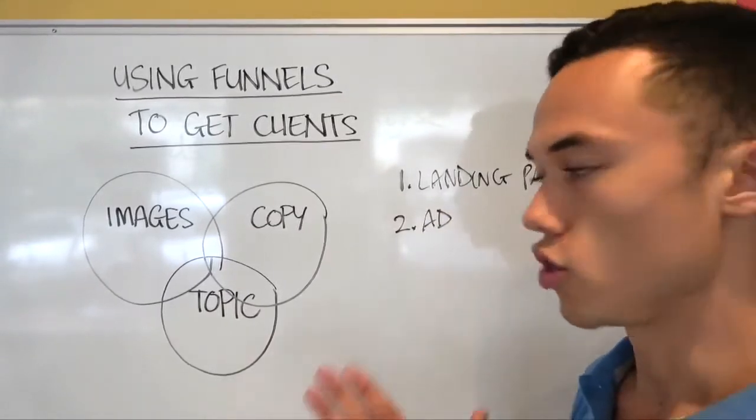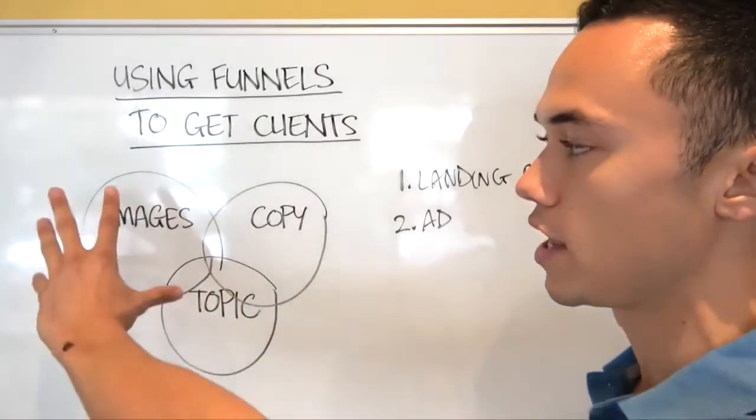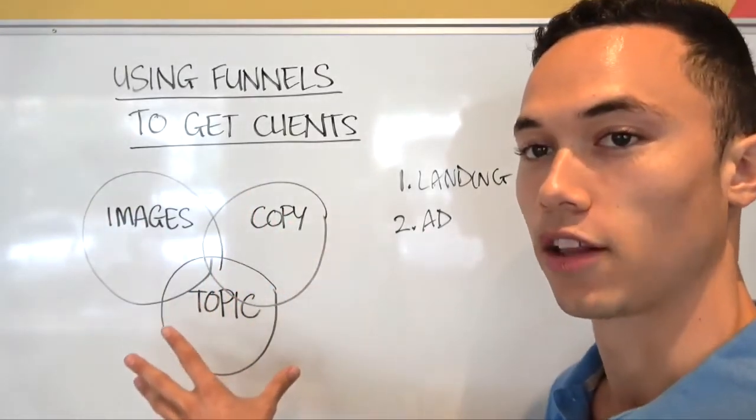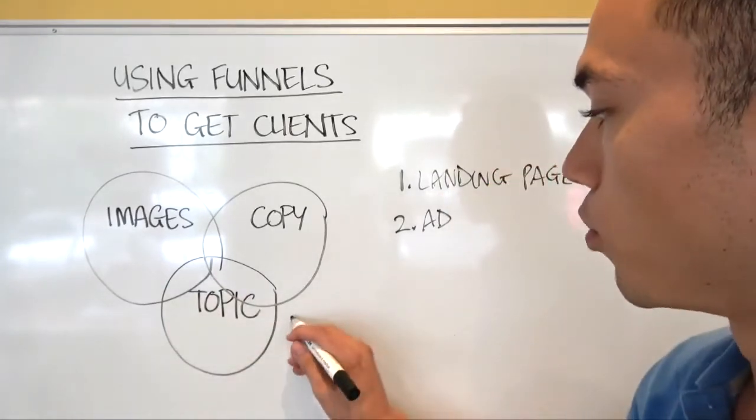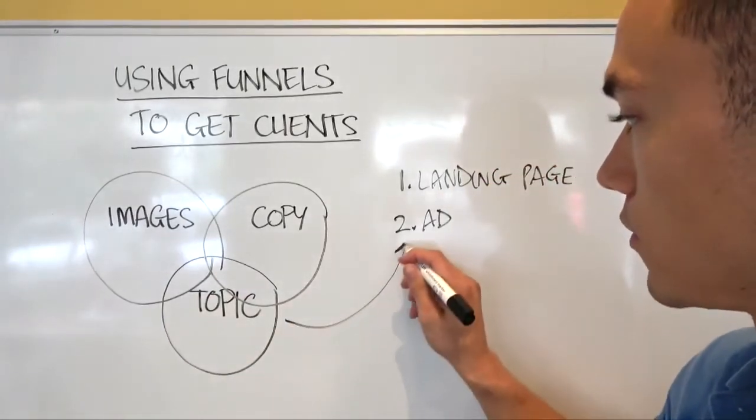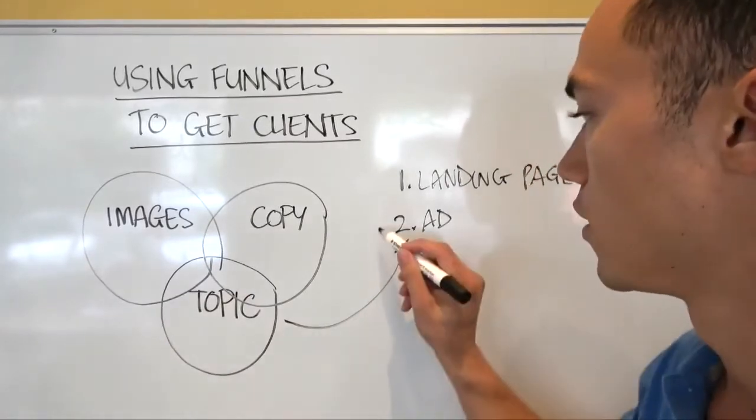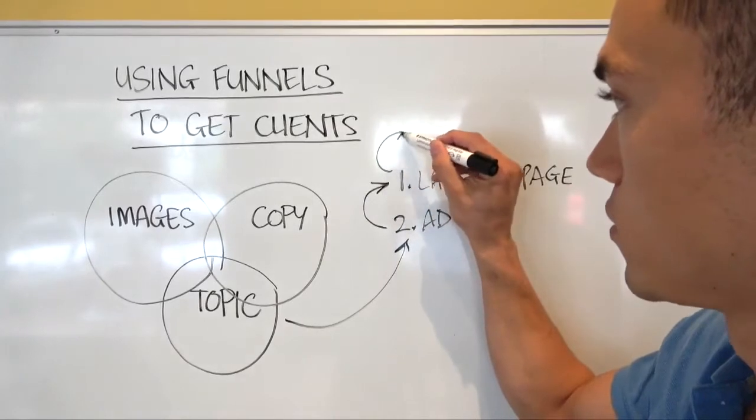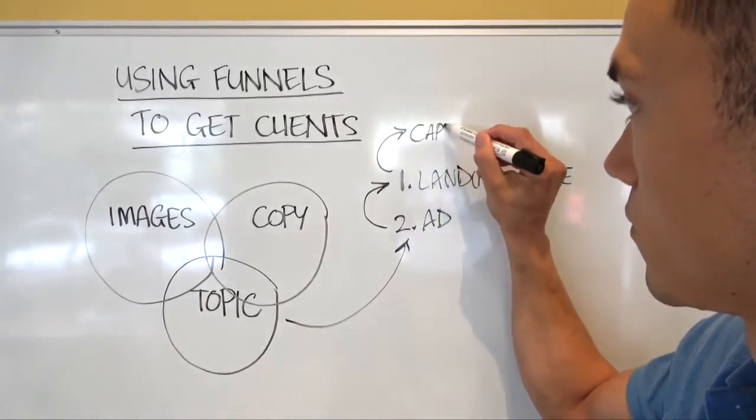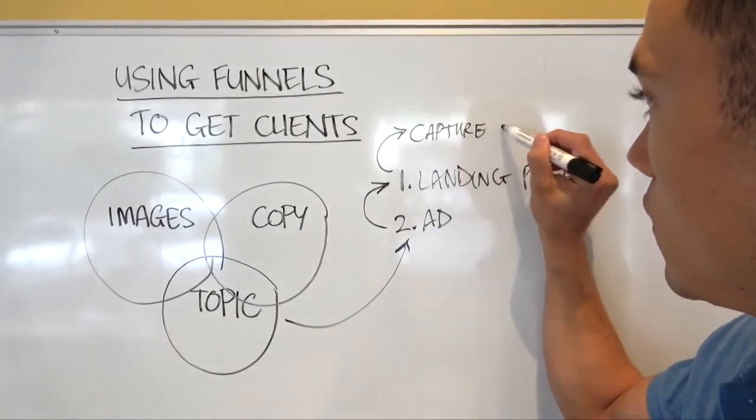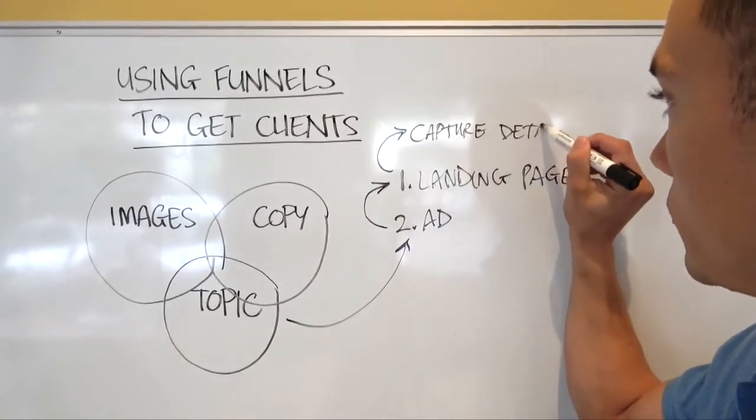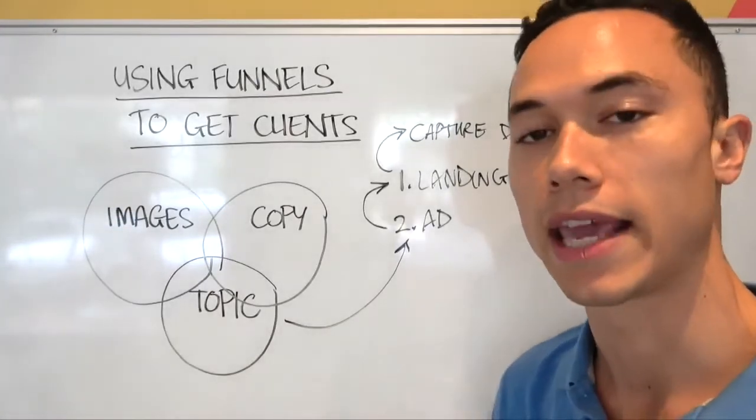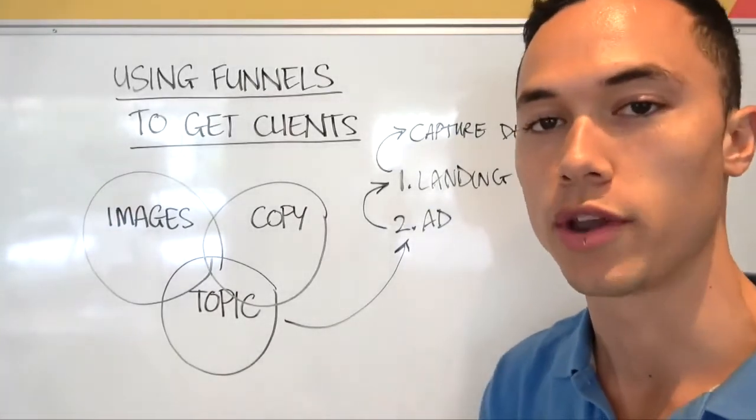So what happens is you create an ad that integrates good images, good copy, and a really attractive topic for your particular market. And then you put this into a Facebook ad. So people click on the Facebook ad, they hit your landing page, and then you capture their details. This is the way the process works. Once you have their details, you can then reach out, and that's when we begin the sales process, which we go into in different training.